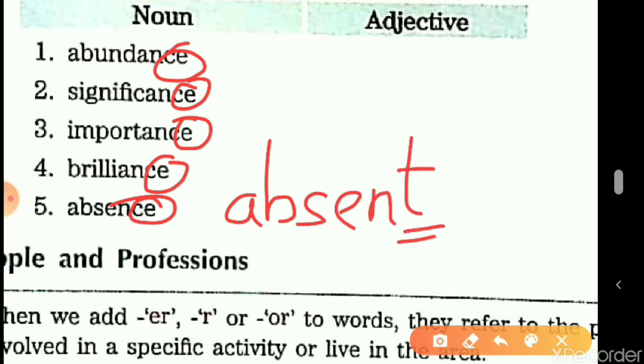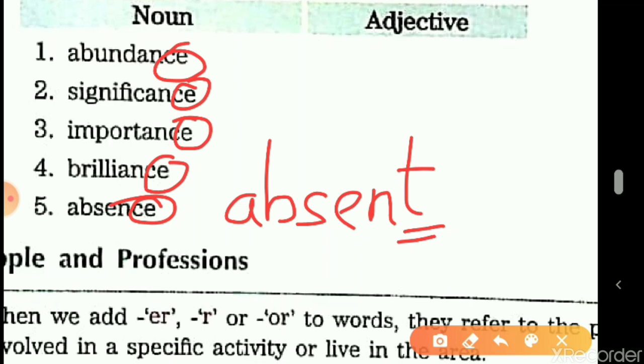This is an adjective. So the first one, abundance, abundant. Significance, significant. Importance, important. Brilliance, brilliant. Absence, absent. Children, can you think of some more words like this? Now I'll tell you some more words.